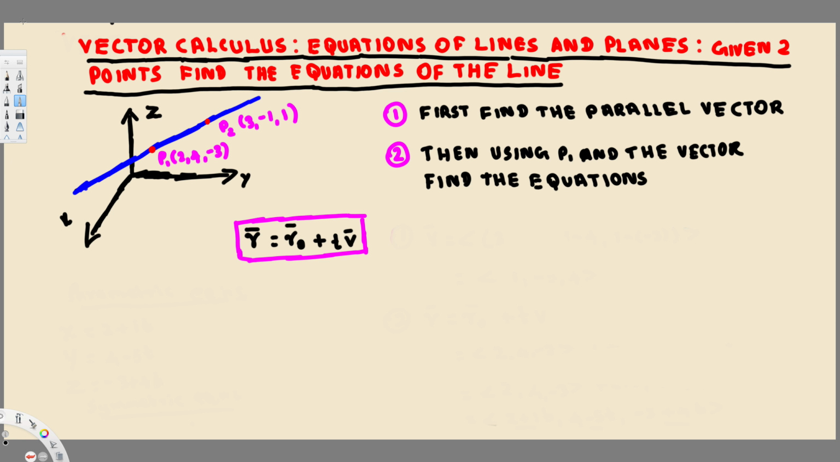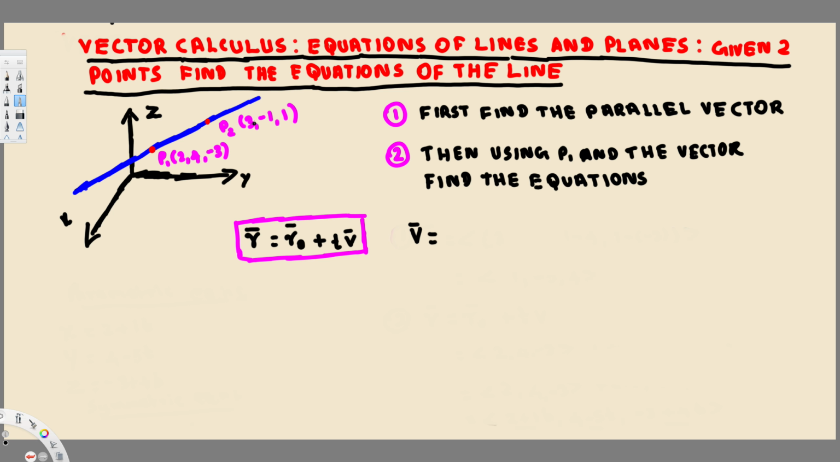Let's try this problem here. This question is asking first find the parallel vector, then using p1 and the vector find the equations, right? Now in order to find the parallel vector, what we have to do is simply subtract one point from the other. Here we have 2 point vectors. Now to find the parallel vector, we are going to subtract one from the other, right?